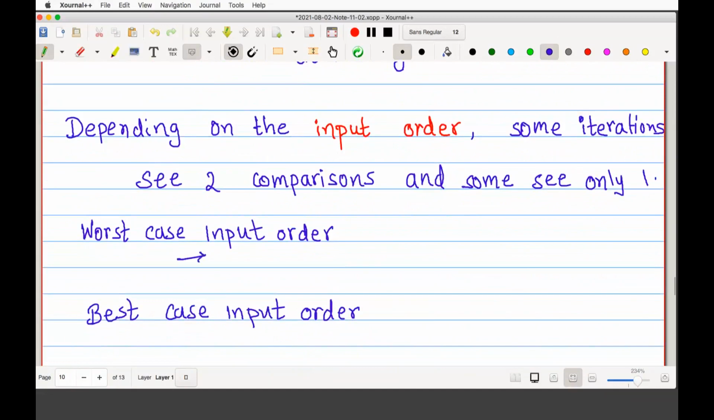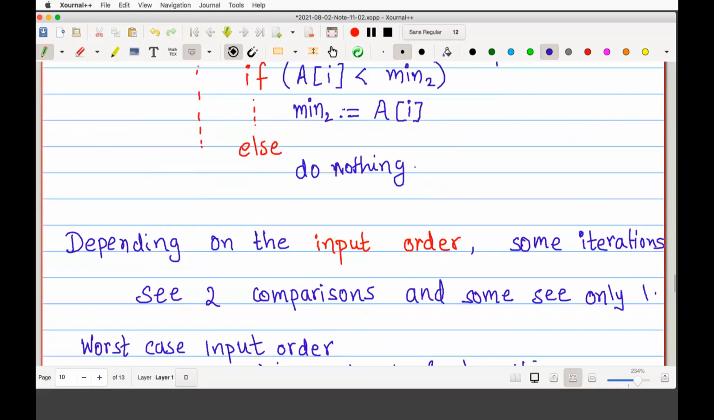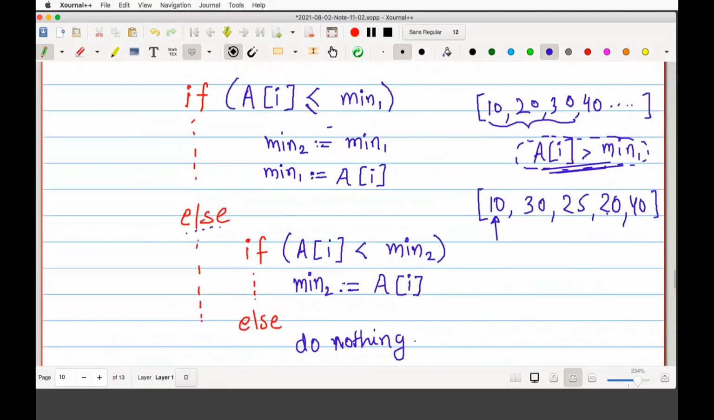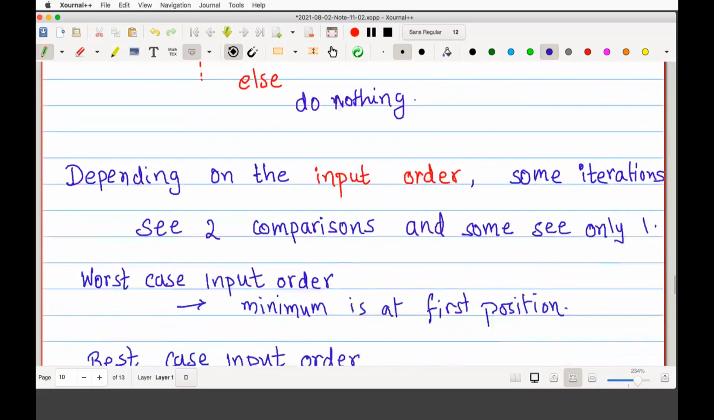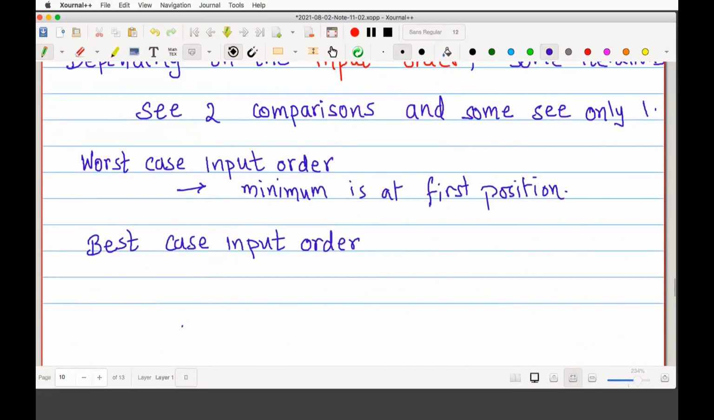You could say the worst case input is when the minimum is at the first position. So this is really the worst case. If you think about it, if the minimum is at the second position or third position, even that is quite bad. It's not the worst, but it's still quite bad because as soon as you see the actual minimum, after that you will keep doing two comparisons.